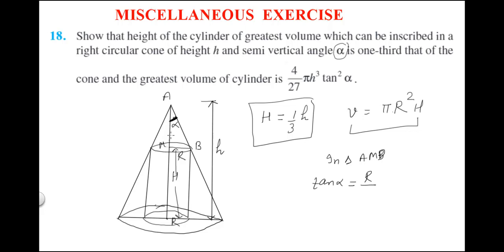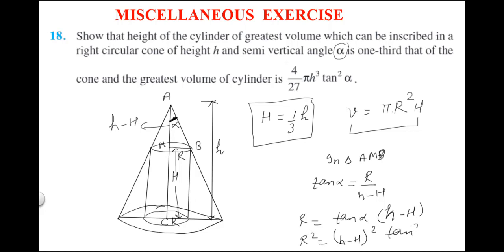What is the measurement of AM? The complete AC is small h, and this MC is capital H. So what is left is small h minus capital H. So tan alpha equals R upon small h minus capital H. What is R from here? R equals tan alpha multiplied by h minus capital H. What will be R square? R square equals H minus h whole square times tan square alpha.